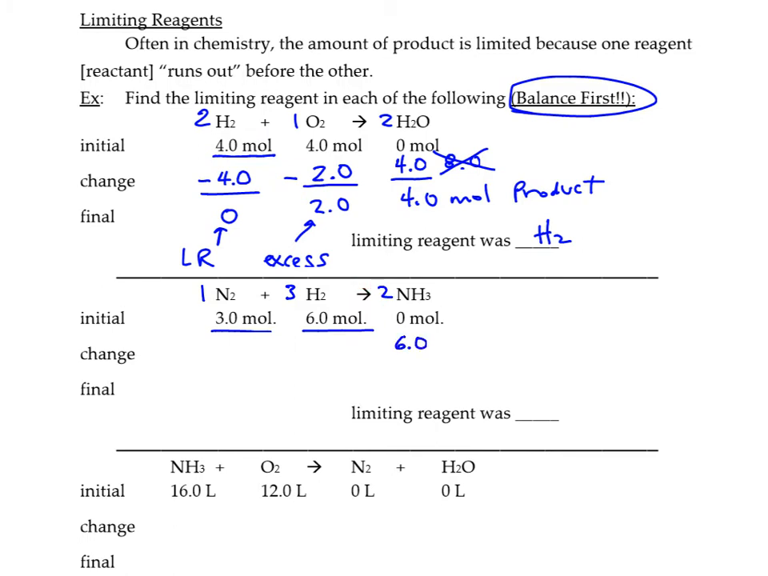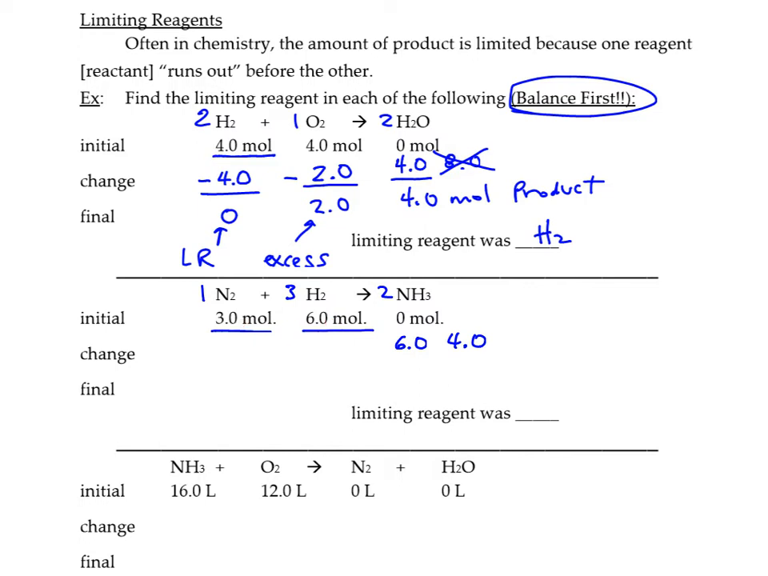Then I'm going to bridge from this 6, so 6 divided by 3 times 2, which is 4. So that tells me that if I run out of the nitrogen, 3 moles, I'm going to make 6 moles of ammonia. If I run out of the 6 moles of hydrogen, I can only make 4 moles of ammonia. So therefore, this is the one, the smaller number. That means that the second number I wrote came from this. So therefore, this is the limiting and this is the excess.